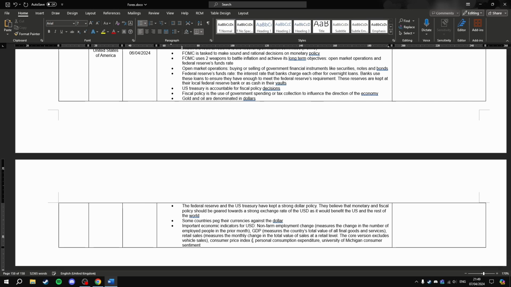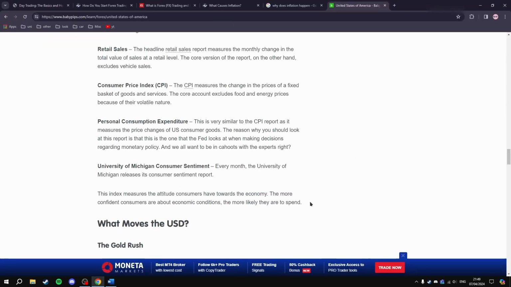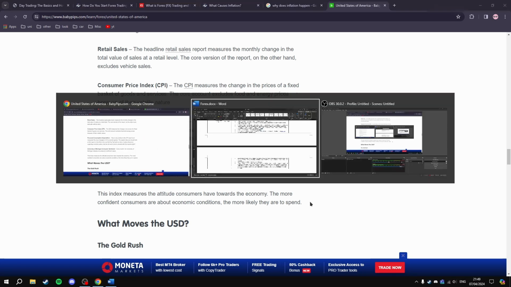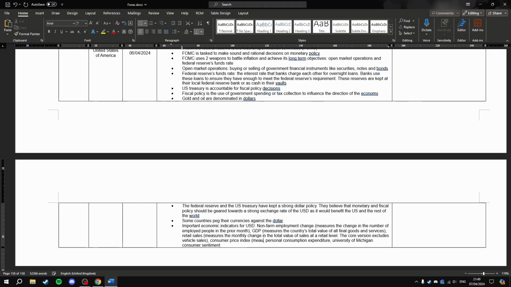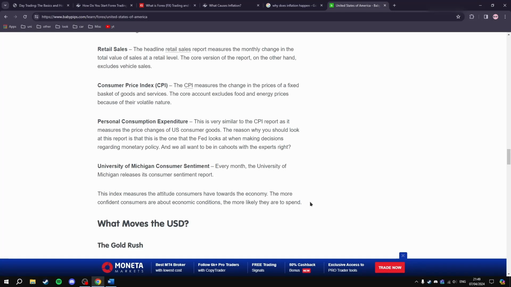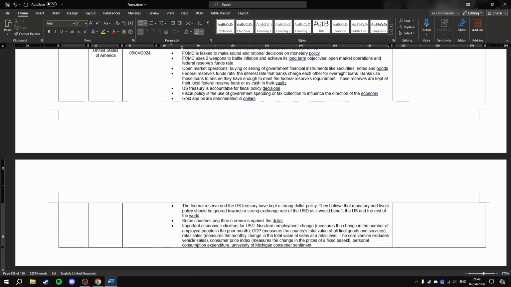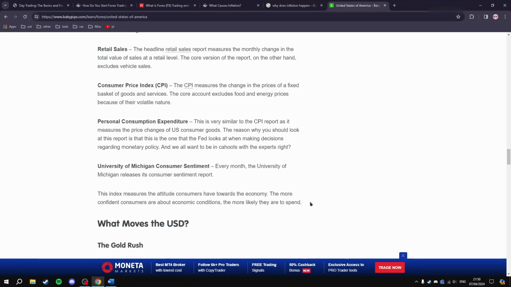Consumer Price Index. The CPI measures the change in the prices of a fixed basket of goods and services.